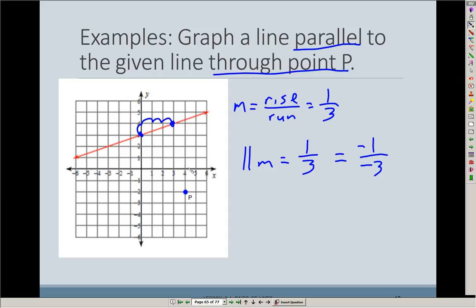And we'll use this parallel slope from point P. If I went with the positive one, rise 1, run 3, that takes me off the graph. So let's use the other one instead. I'll go down 1, left 3, right there. Let's do it again. Down 1, left 3, down 1, left 3. I got several points, and I can connect those. So rise over run to find the slope of your given line, and make sure your parallel line has that same slope.